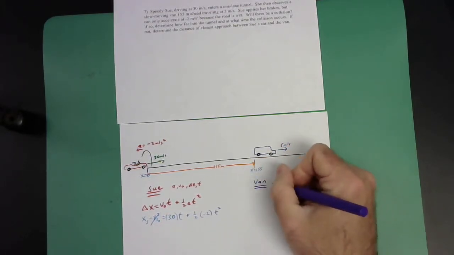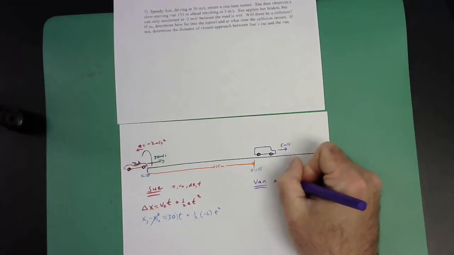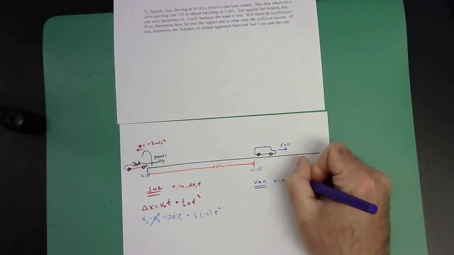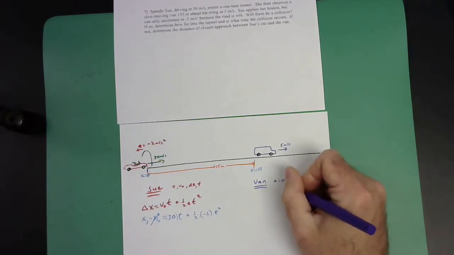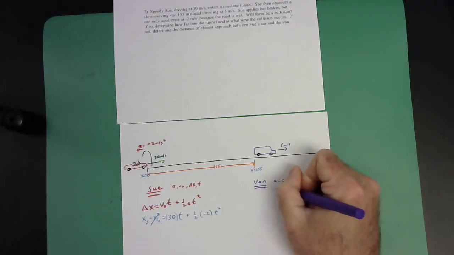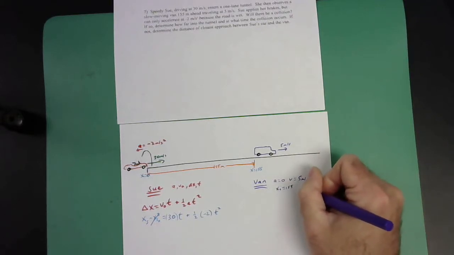What do we know about the van? Well, it's going at a constant speed, right? And we know that that speed is 5 meters per second. And we want to find an equation. We know its starting position is 155. We want an equation for position as a function of time.